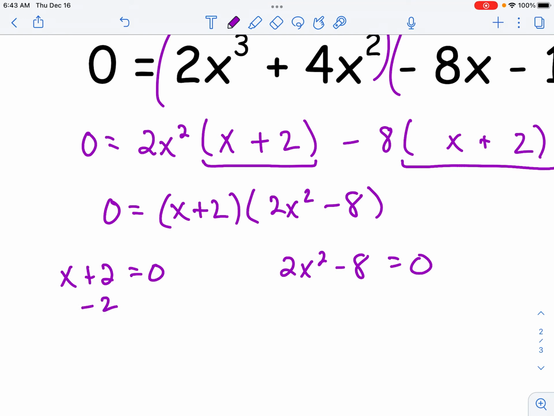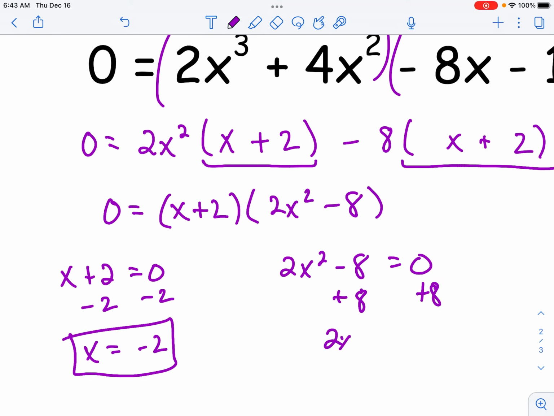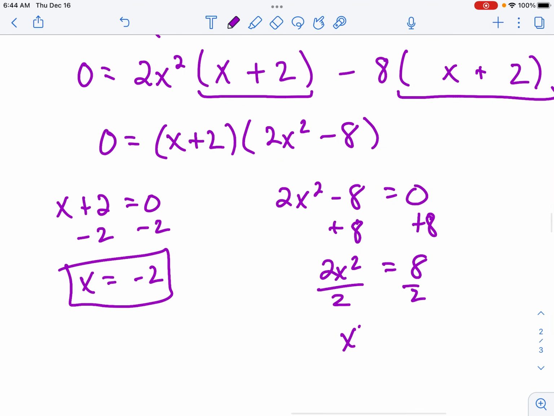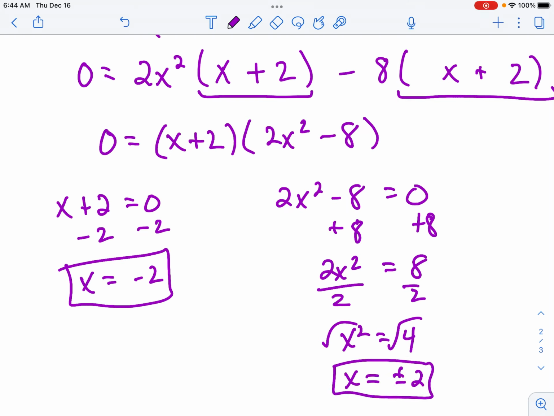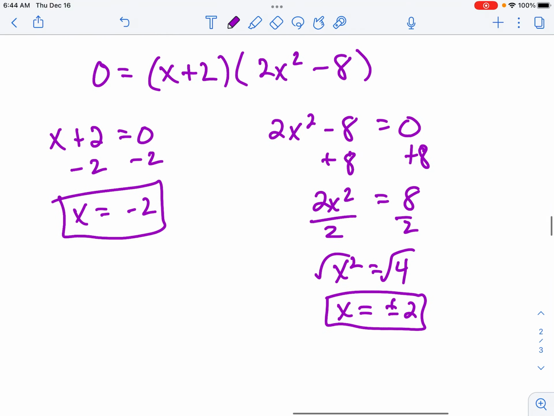Let's focus on the first one here. We subtract 2. We get x equals negative 2. That one's done. On the other one, we're going to add 8 to both sides. We get 2x squared equals 8. Divide by 2, and we get x squared equals 4. And then we take the square root, and we get x equals plus or minus 2. So we have 3 answers, well, we really have 3 answers, but only 2 unique answers. We have a negative 2, a positive 2, and a negative 2.